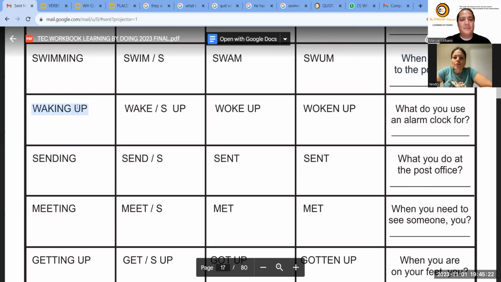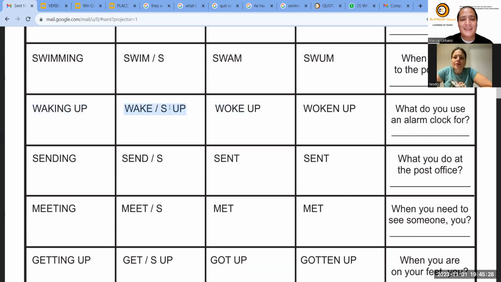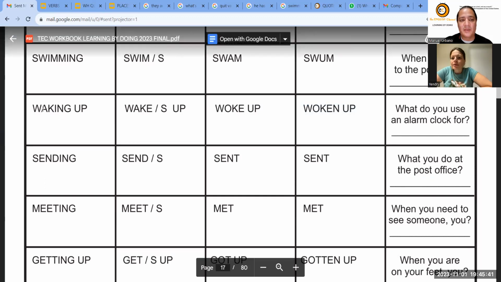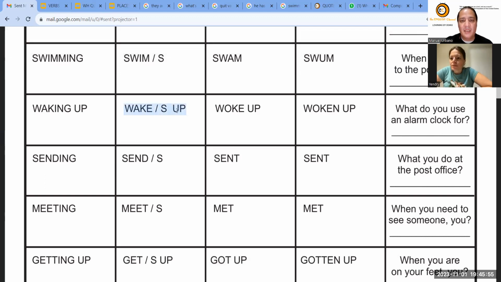Please repeat. Waking up. Wake up. Wakes up. Woke up. Woken up. So this one can be very confusing with the participle because you say, I'm waking up. You understand waking up, right? So you say, I'm waking up at 7 a.m. You can say, I wake up at 7 a.m. Now for the past, I woke up at 7 a.m., but it's now 10 a.m.